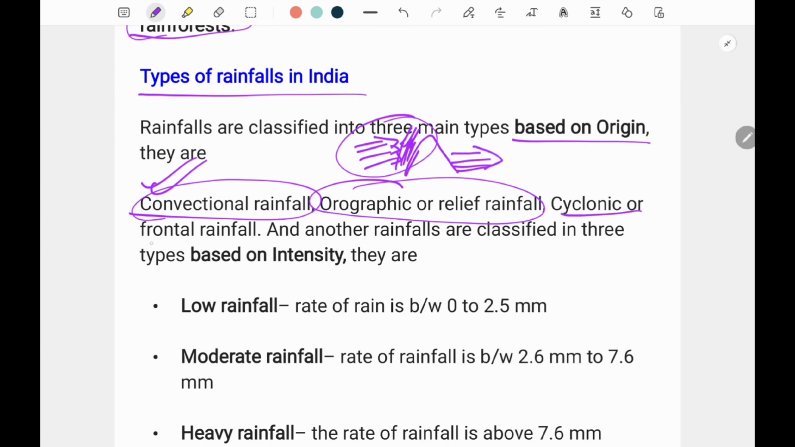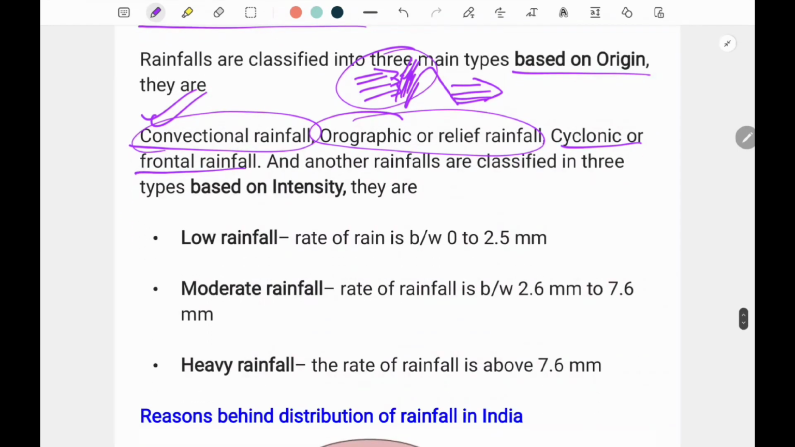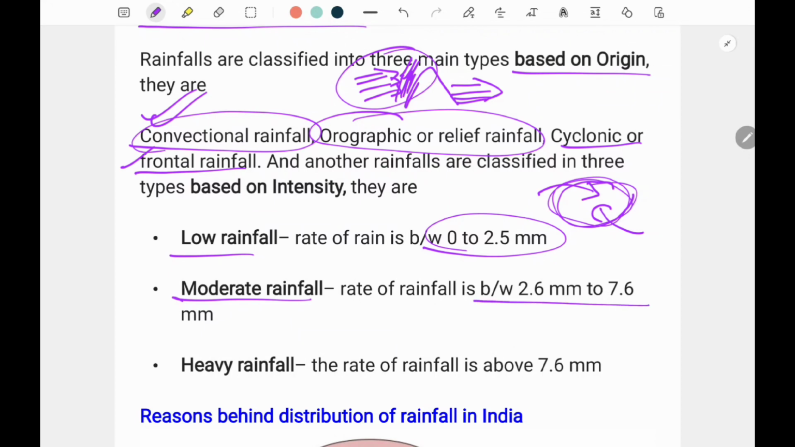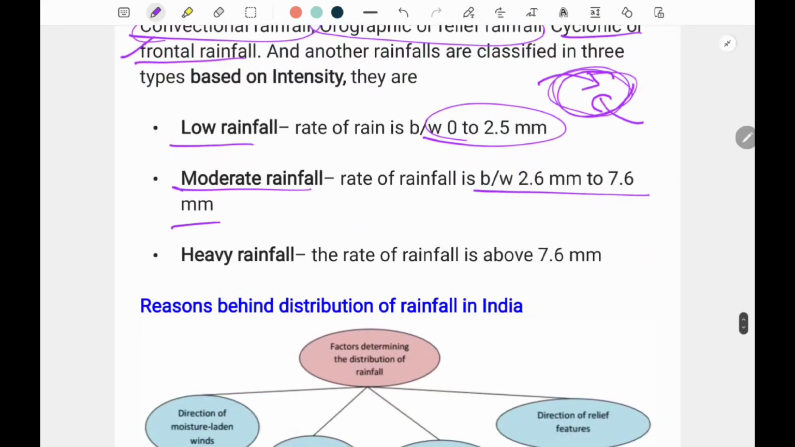Then cyclonic or frontal rainfall. There are two fronts, one is a cold front and one is a hot front. When these two fronts meet each other, again rainfall will occur. So that is the frontal rainfall. Rainfall is also classified in three types based on intensity: low rainfall 0 to 2.5 mm, moderate rainfall between 2.6 mm to 7.6 mm, and heavy rainfall above 7.6 mm.